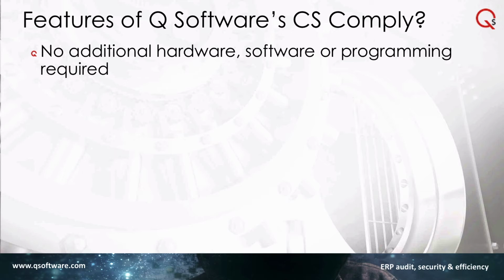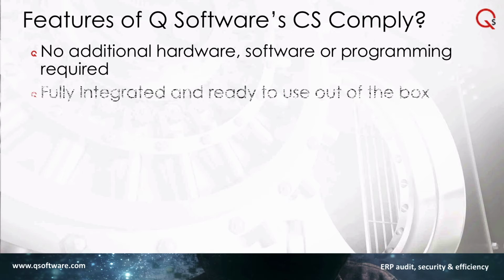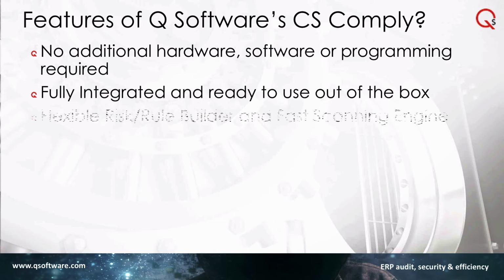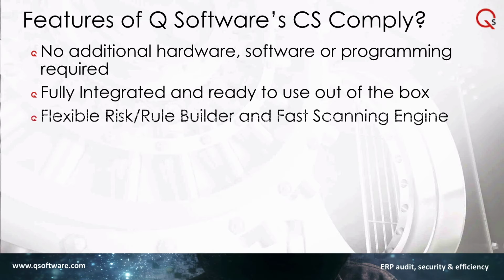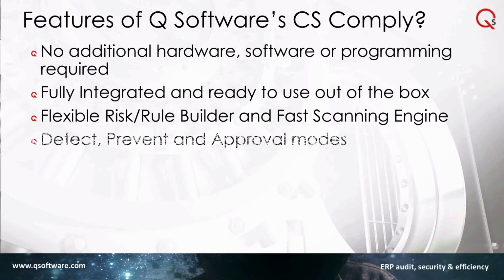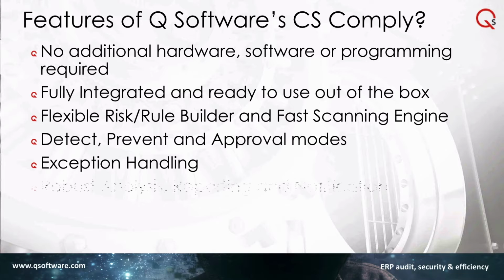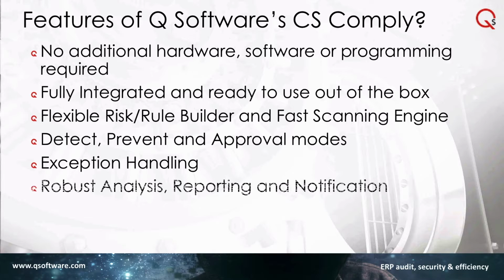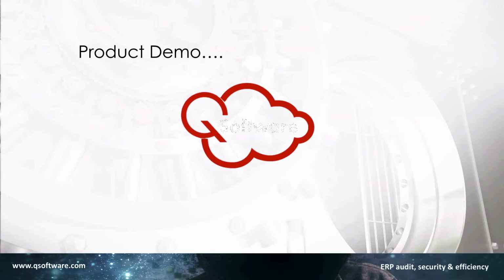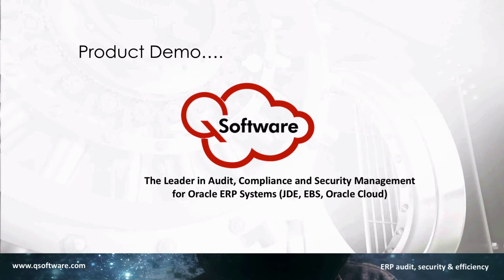CaoSys' CS Comply integrates seamlessly with your Oracle EBS system. It requires no additional hardware or software and can be installed and configured in less than a week. By having a tool that creates SOD policies built into your Oracle EBS system, you can quickly compare your live security to your risk policies and see what users and responsibilities violate your policies. This empowers you to take action and remediate or mitigate those risks. Now, let's have a look at CS Comply in action.